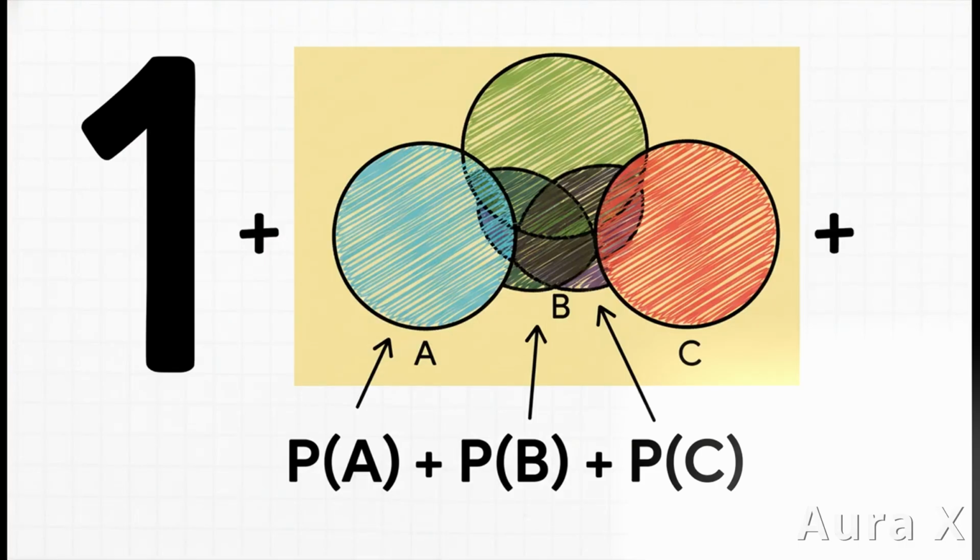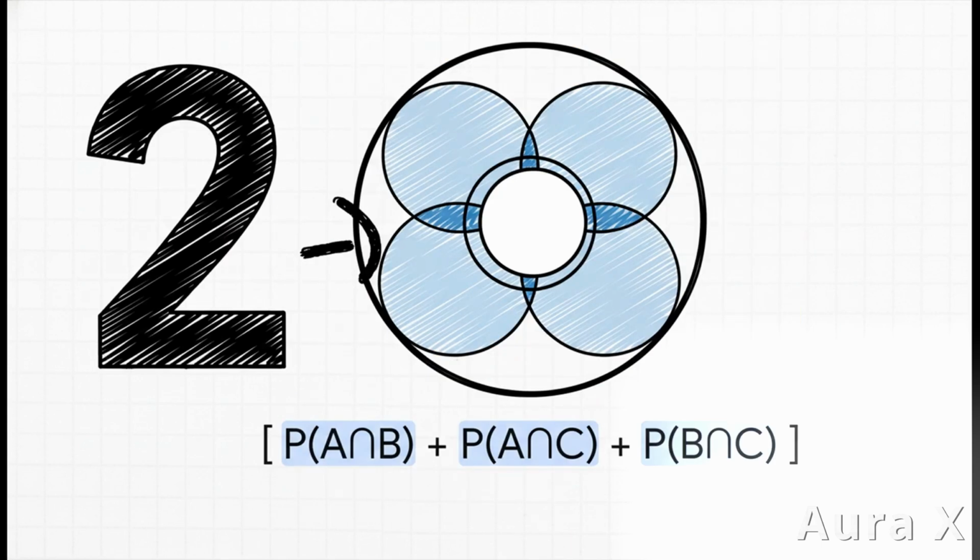Step 1 of our dance, include. We start by just adding everything up. Add the Python group, the Java group, and the C++ group. Yeah, we know this number is too high because of all the overlaps, but that's okay. It's our starting point.